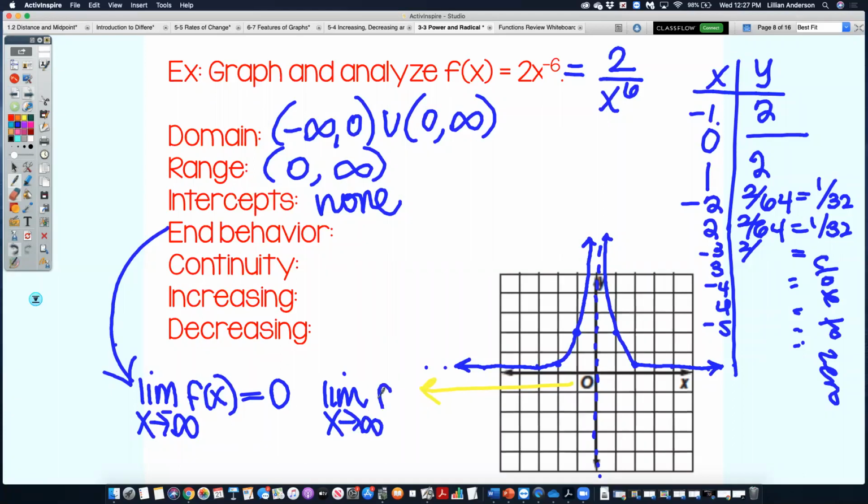Look on the other side. As x gets bigger, what's happening to your y's? It also is getting closer to 0. So there's our end behavior. Okay, just look at the ends. What's happening? Is it continuous? What type of discontinuity is it? And where is it located?